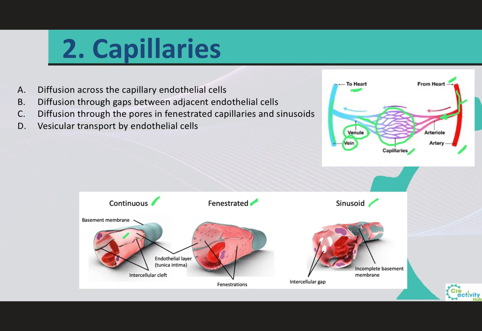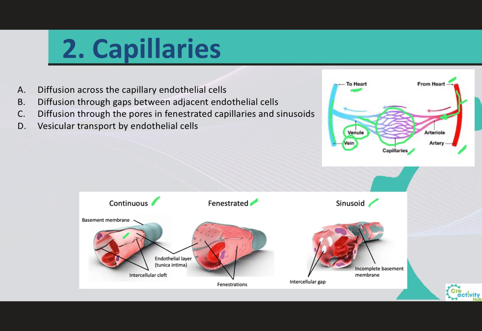Next, we have the fenestrated capillaries, which are going to be capillaries that will contain windows or pores in their walls, as we can see over here. And this is going to be due to an incomplete or a perforated endothelial lining.